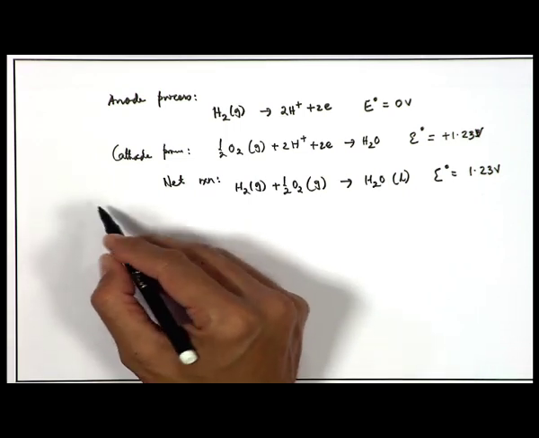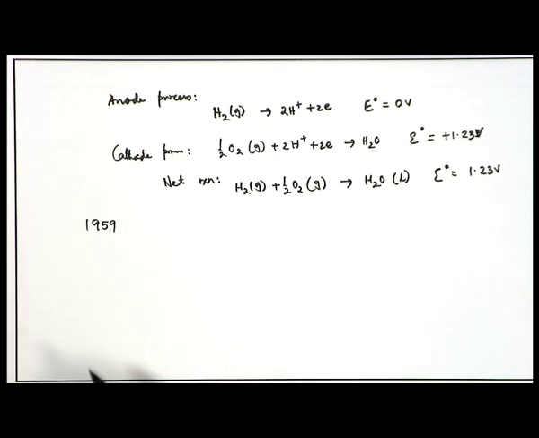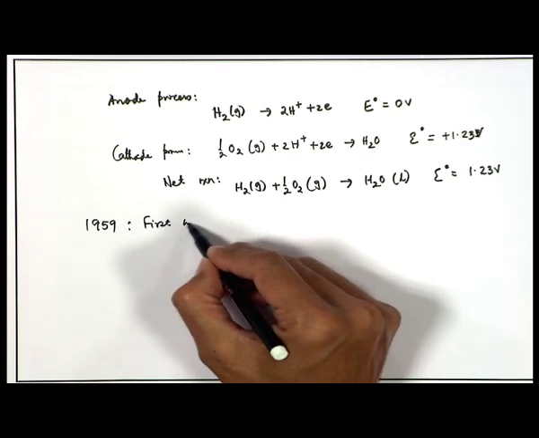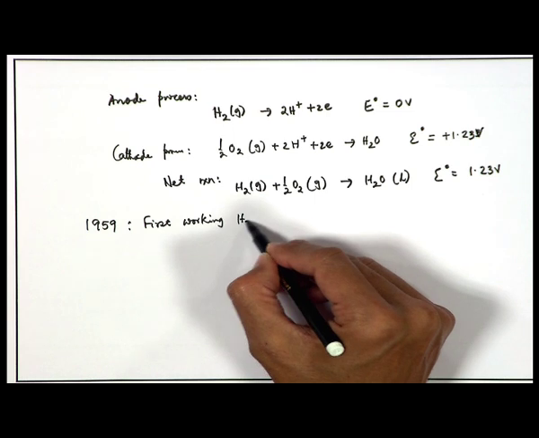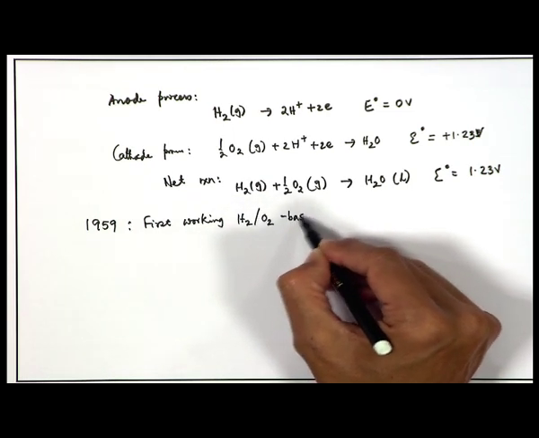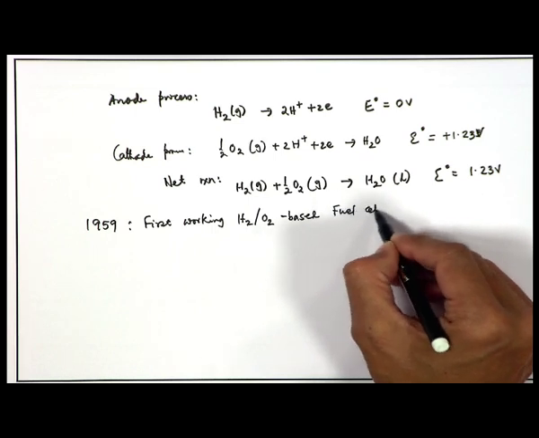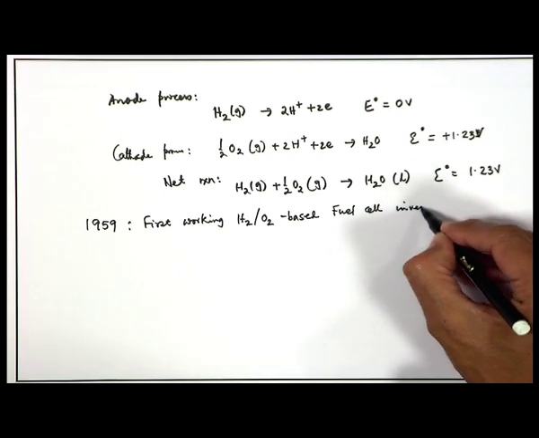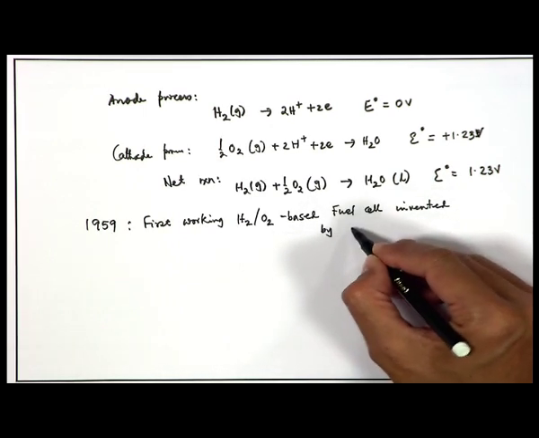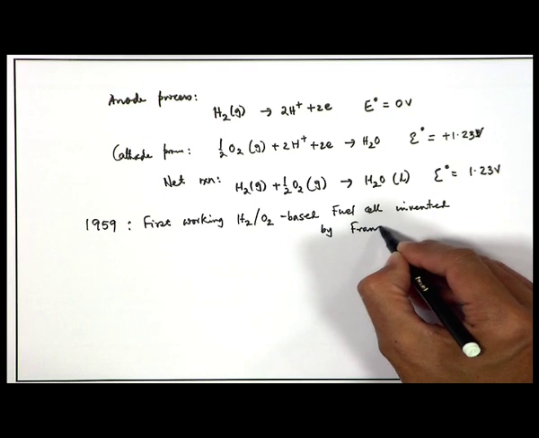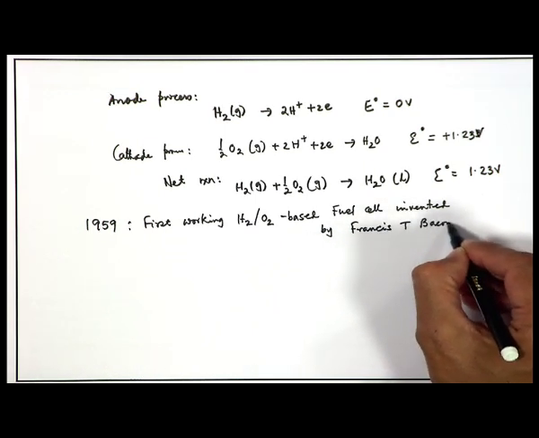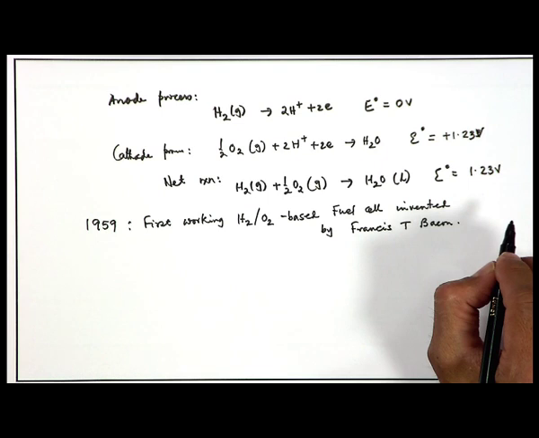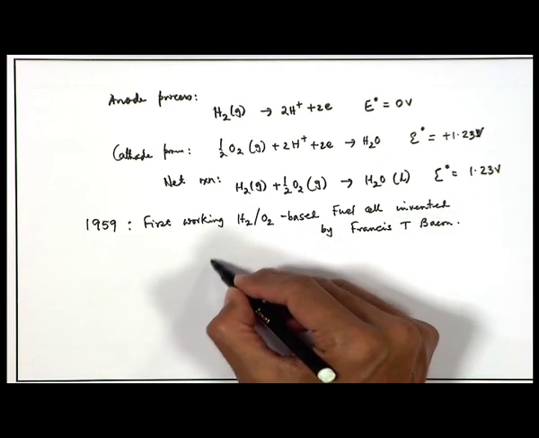Then in 1959, the first working hydrogen oxygen based fuel cell was invented by Francis T. Bacon. Okay, now alkaline electrolyte, nowadays alkaline electrolyte is used.